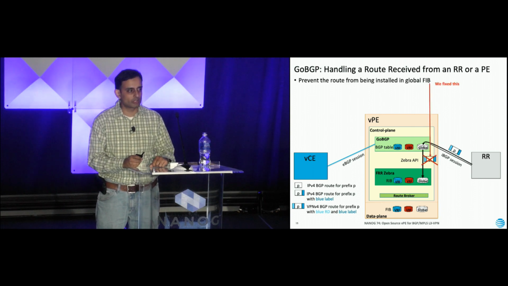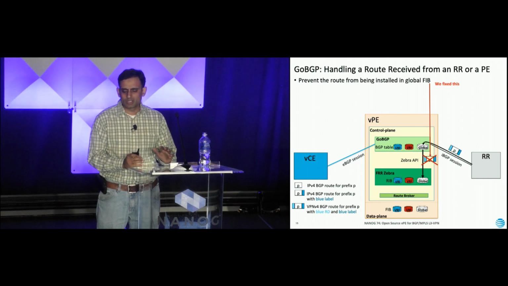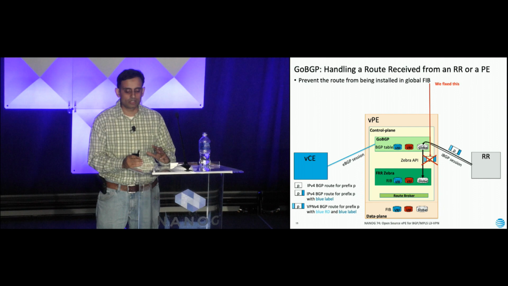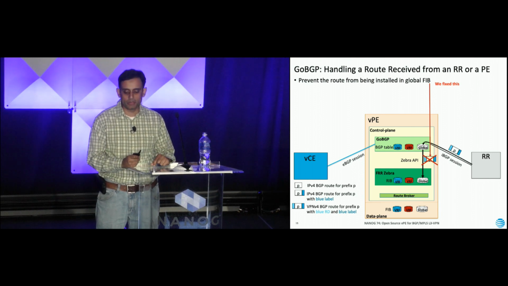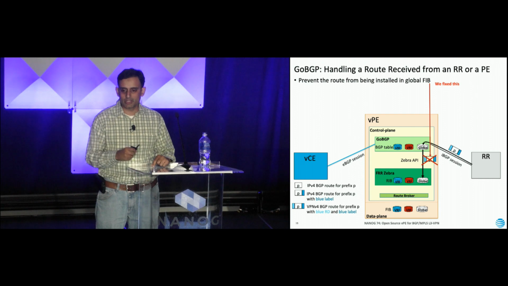It actually pushes this route down to the Zebra daemon, and then Zebra will install the VPNv4 route into the forwarding table. This is not a deal breaker, but it's not something that is required. And in particular, if there are hundreds or millions of routes, this can actually lead to scalability concerns. So what we did is we disabled the part where GoBGP pushes the route down to FRR Zebra so that it doesn't go down into the forwarding table.